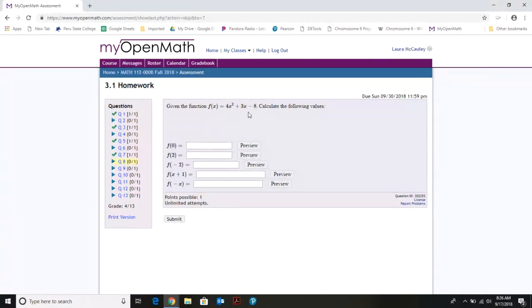So they want you to plug in a 0. You'd get a -8. They want you to plug in a 2. You'd get 2 times 2 is 4, times 4 is 16, plus 6 is 22, minus 8, etc. With the -2, just be careful that you use parentheses. Notice that -2 squared is going to be a +4. But then there in the middle, you'll have -6.